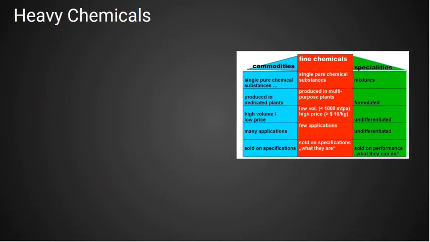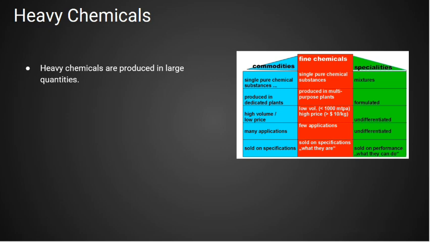So let's talk about heavy chemicals. So heavy chemicals are those chemicals that are produced in large quantity and they have low degree of purity. They have low degree of purity. For instance, we could have ammonia. Ammonia is a heavy chemical and it can be used in the production of fertilizers.